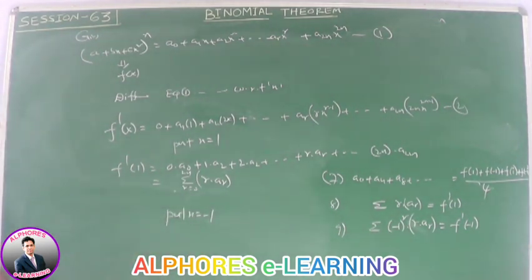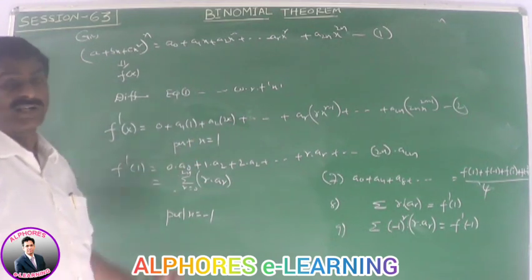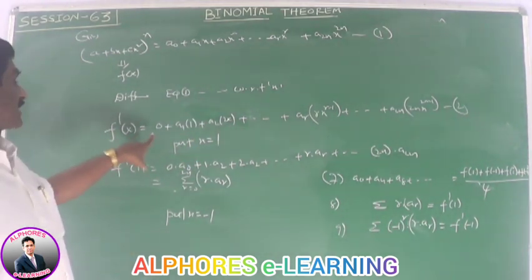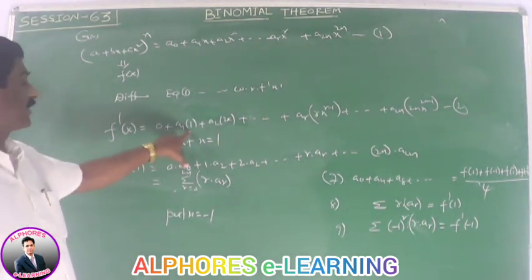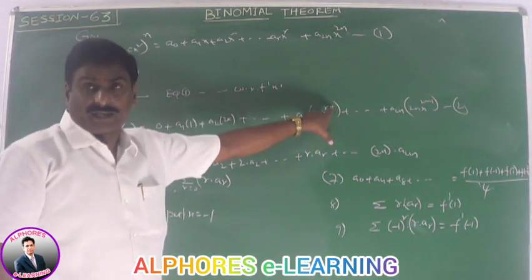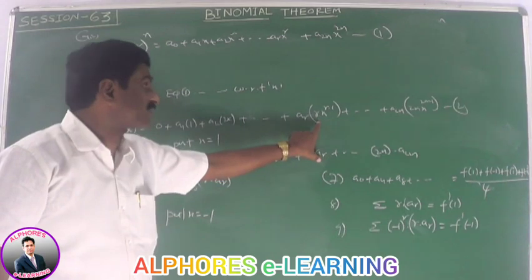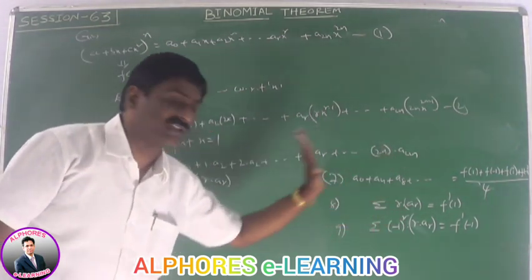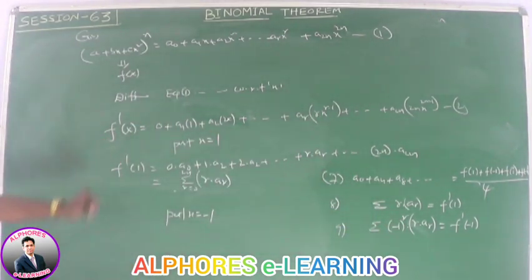For the next proof, put x is equal to minus 1 in this equation. Please observe this value: 0 plus a1 into 1 plus a2 into minus 2, here minus 1 whole power r minus 1. That means sigma of minus 1 whole power r minus 1 into r into ar is equal to f dash minus 1. Please note that value also.